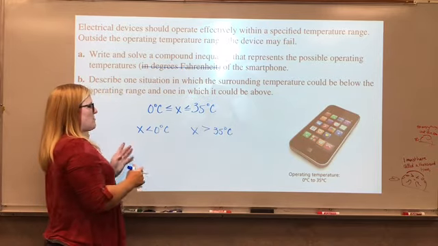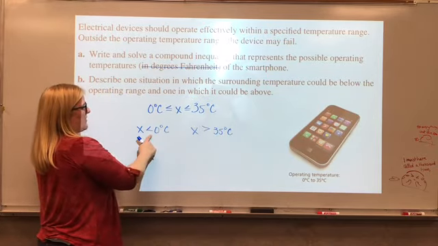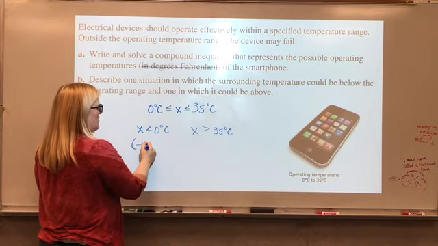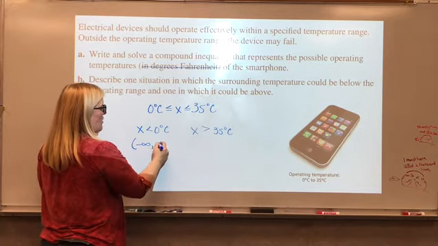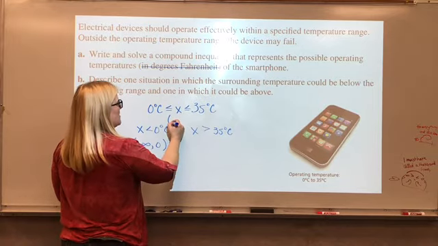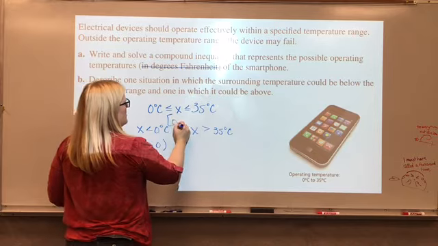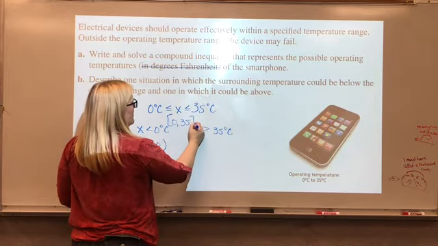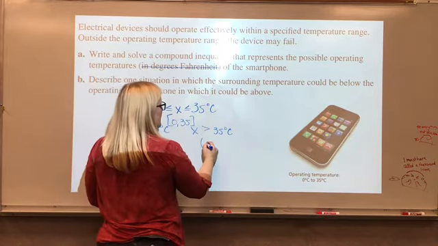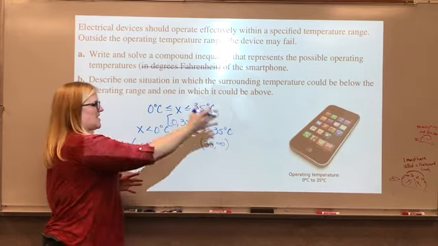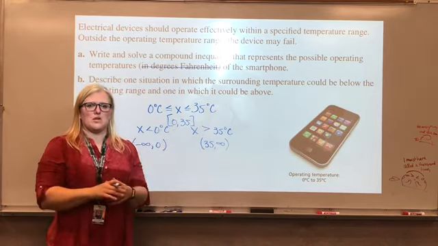So if you think about it, this is the whole number line. This is negative infinity to 0. This is, whoops, I need a bracket. This is 0 to 35, okay, 2 brackets. And then this is 35 to positive infinity. So it takes in the whole number line.